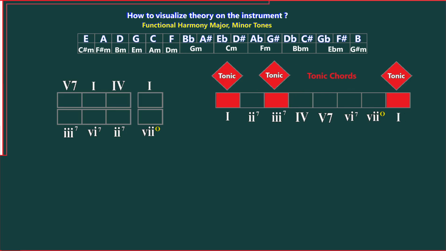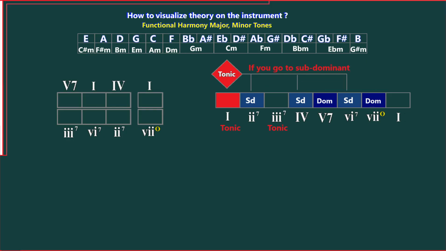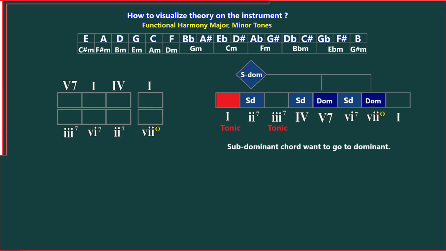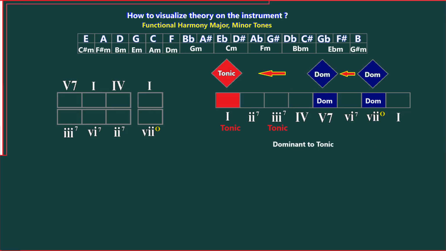Here's the general flow. Tonic chords can go anywhere. Subdominant chords usually lead to dominant chords. Dominant chords resolve back to tonic.